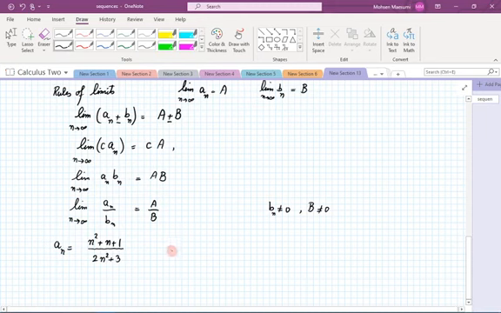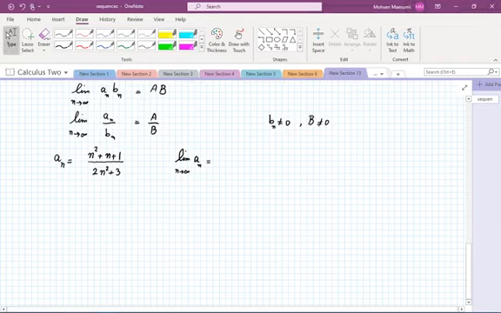Question is, what is the limit of this? Limit of a_n as n goes to infinity. This problem is also a copy of a problem in calculus 1.